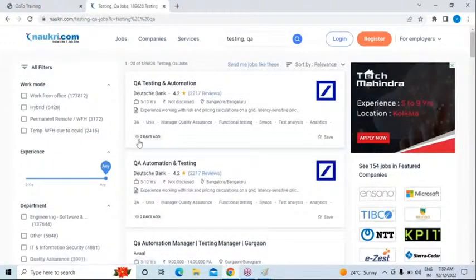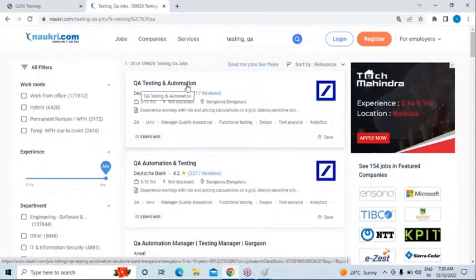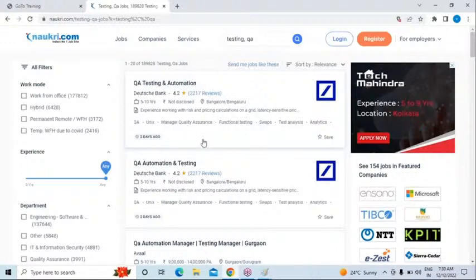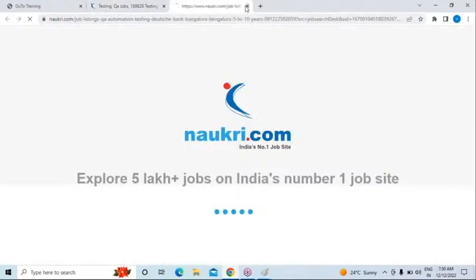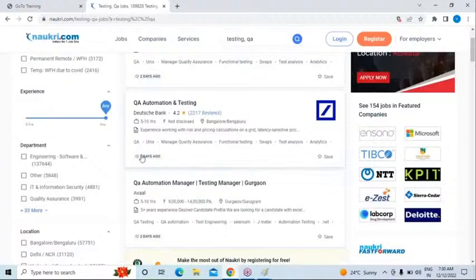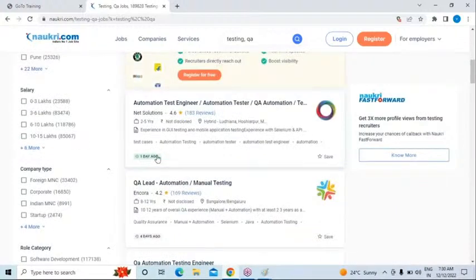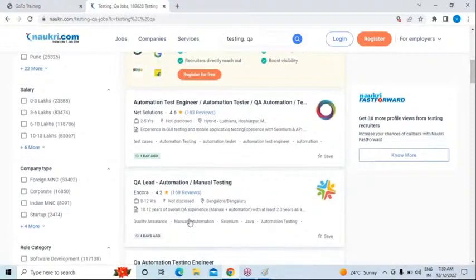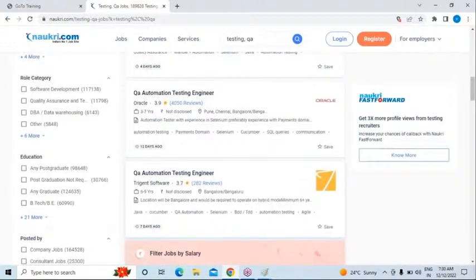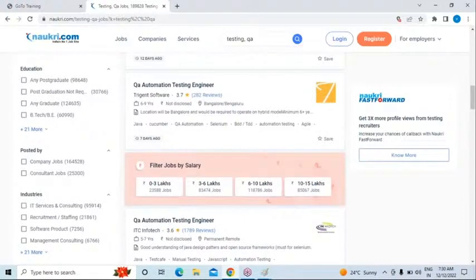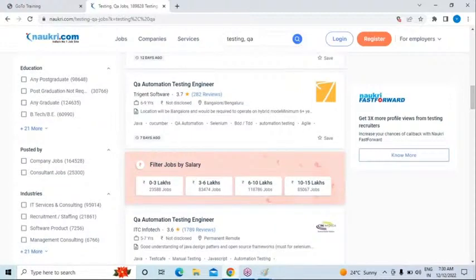See, this one they posted 2 days ago: QA testing and automation testing. Here you will see this, just 2 days ago they posted this. Say, 1 day ago they posted this automation test engineer. So there are huge openings on the testing side. So you need not worry about it.